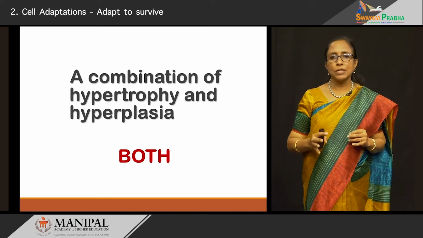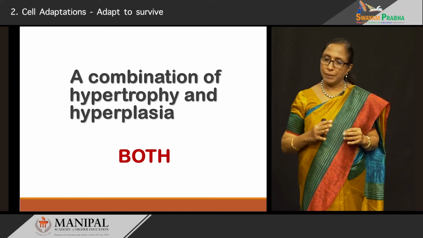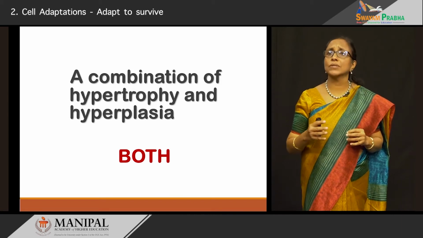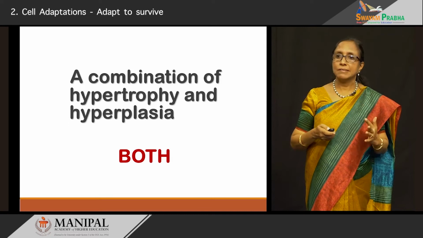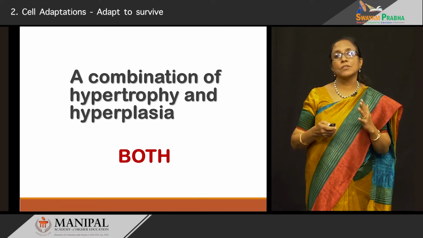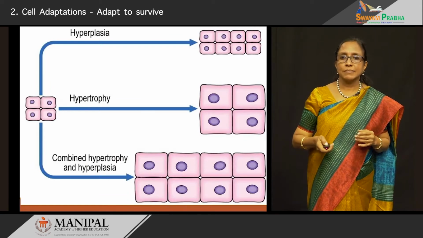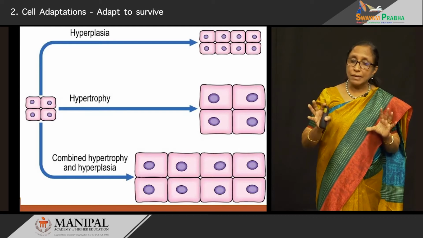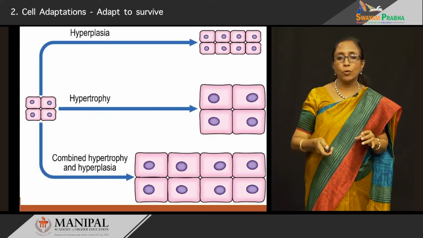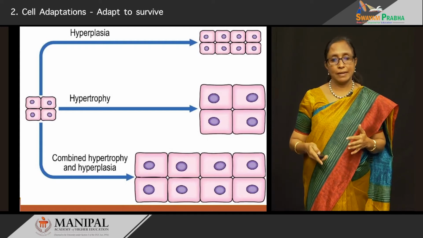Now, going on to the third situation where we have both hypertrophy and hyperplasia. That is also seen very commonly, and some of these situations have both these changes coexisting. So, when we have hyperplasia, there is increase in the number of cells. When we have hypertrophy, there is increase in the size of the cells, and when we have both, we can have increase in the cell size and increase in the cell number.